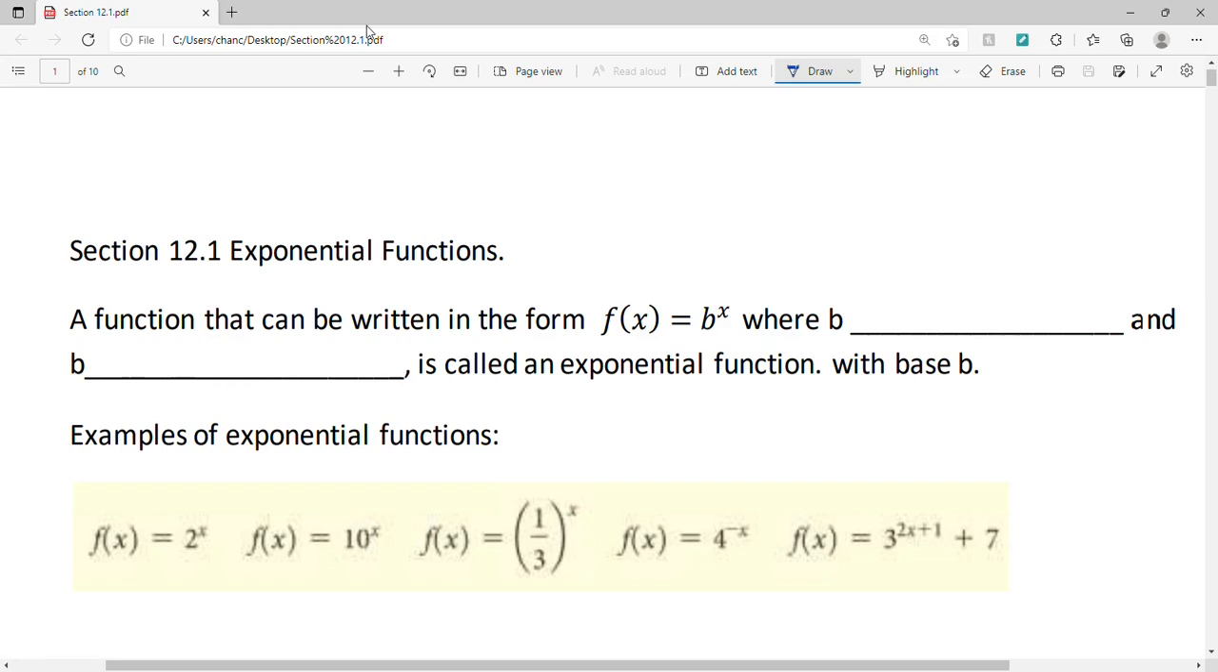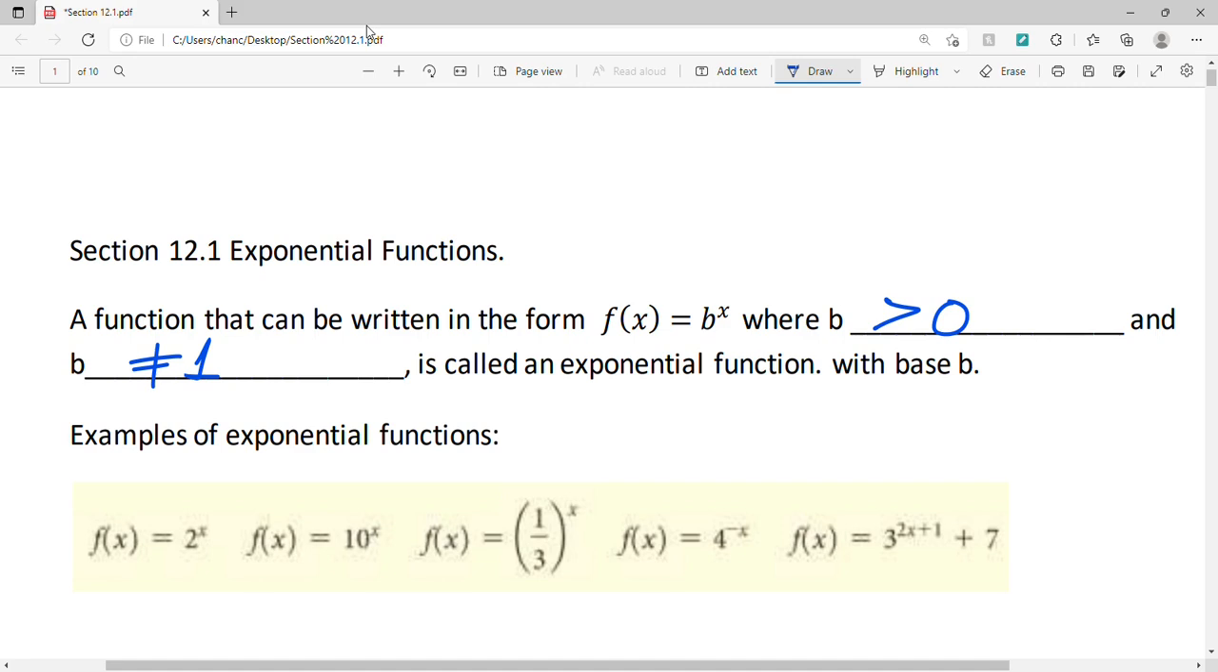Today let's look at section 12.1, exponential functions. A function that can be written in the form f of x equals b to the x, where b is greater than 0 and b is not equal to 1, is called an exponential function with base b.